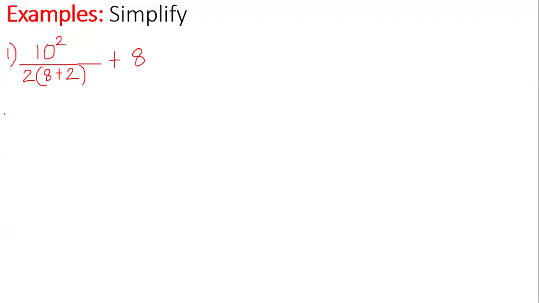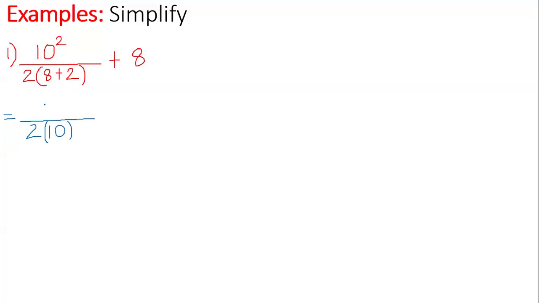The first thing we're gonna do is deal with what is inside the parentheses, the bracket. And what is 8 plus 2? 10. So it's gonna be 10 on the inside. Close that up, and we have 2. Now this is multiplied by 2, by the way.